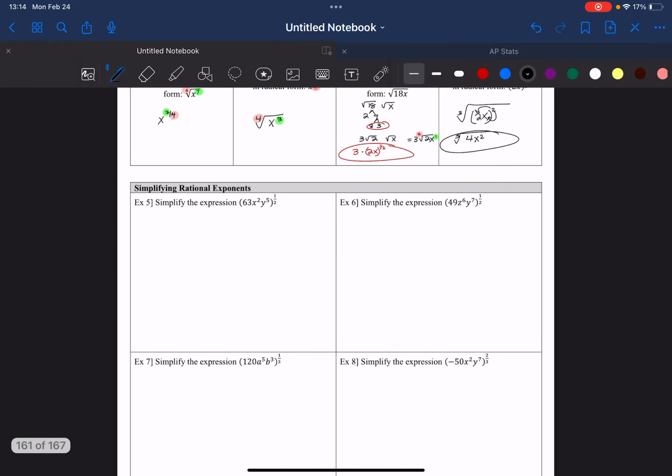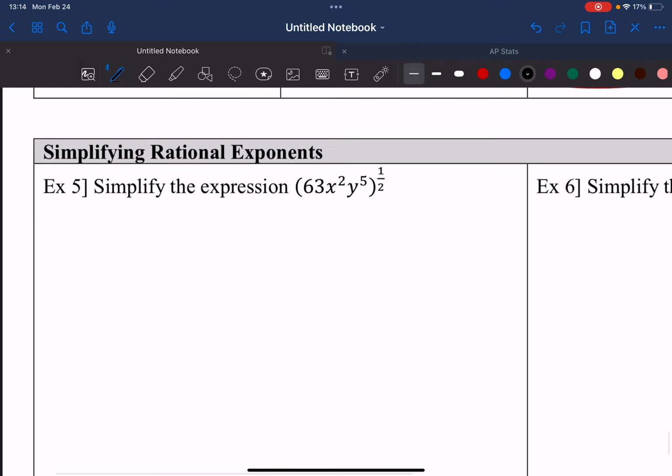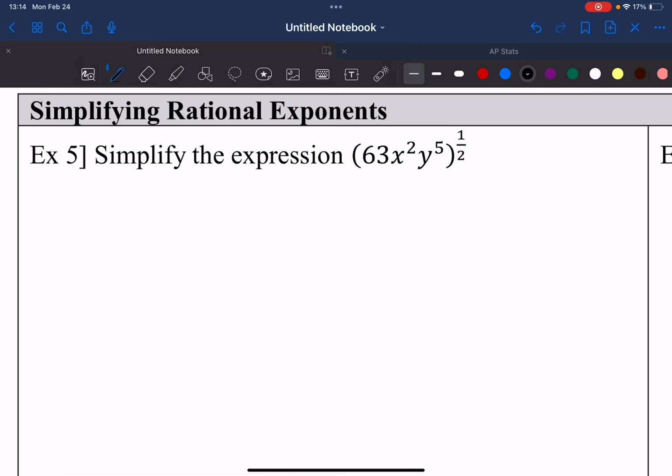Okay, now let's add some variables back into here. So it says simplify the expression. Okay, so 63x squared, y to the 5th to the 1/2 power. When we have an expression like this, all raised to one exponent, we can give that exponent to everything inside of the parentheses. So think of us distributing it, but we're not multiplying. And you'll see why in just a second. So I'm giving that 1/2 exponent to 63, to x, and to y.